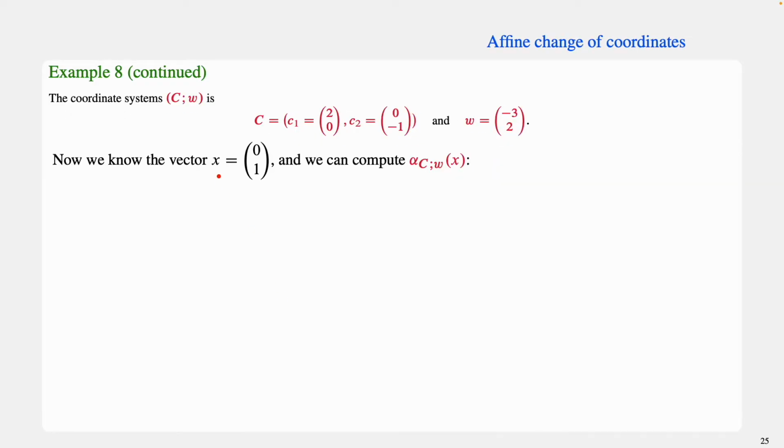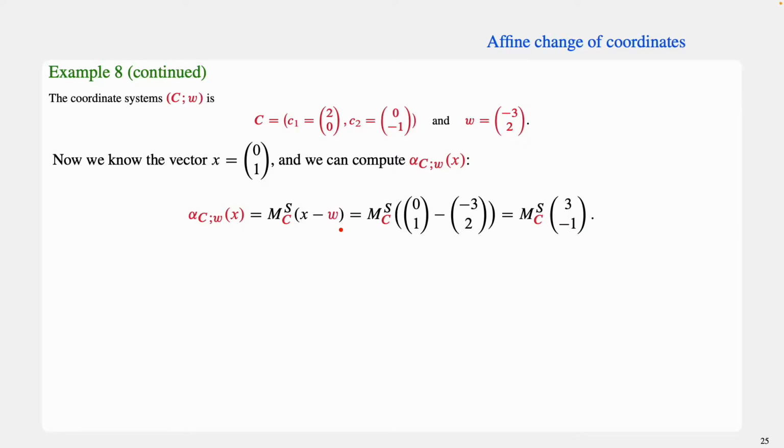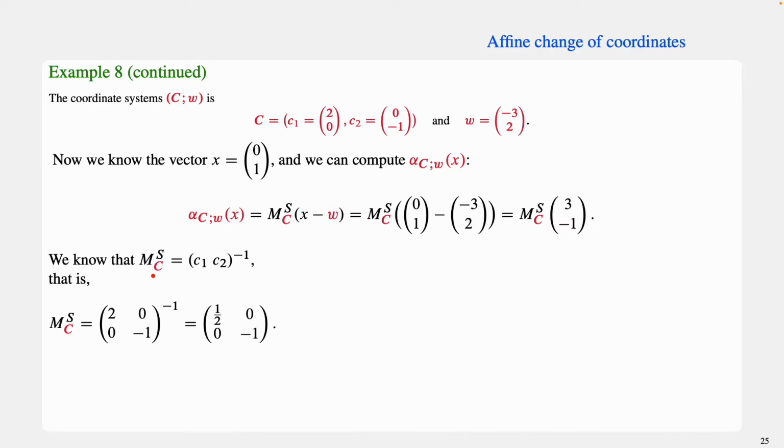So we know x, and we can now compute alpha CW of x. And as we saw before, this is MSC times x minus w. So we can plug in x and we can plug in w since they are known. So we get MSC times (3, -1). Now, to finish this, we must get MSC, and we know this is the matrix because here we have the canonical basis involved. And we write the columns C1, C2, and then take the inverse of that matrix.